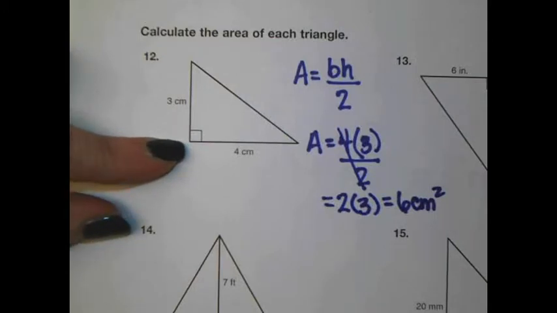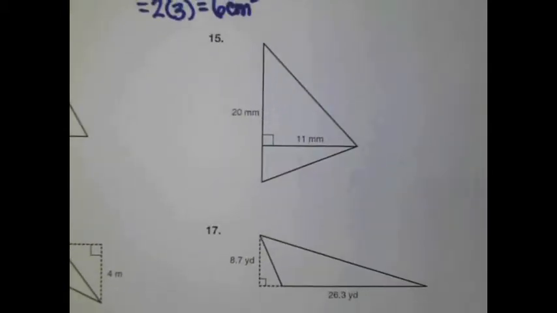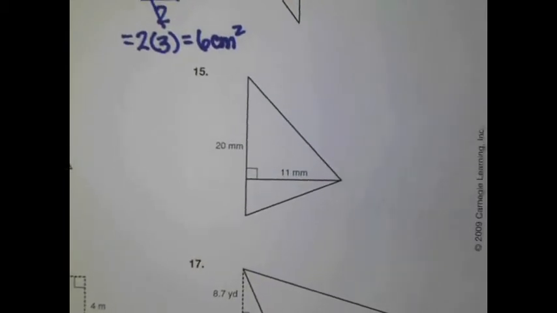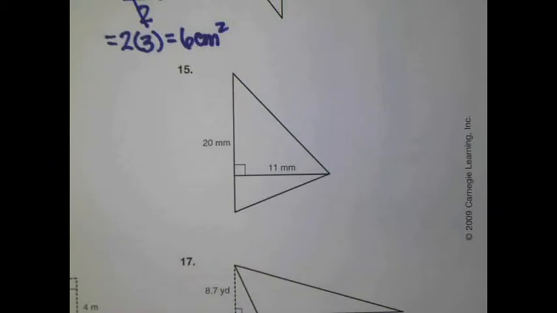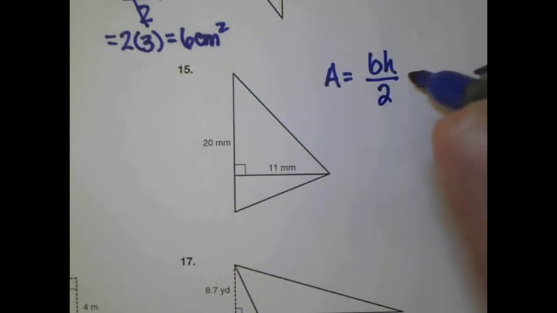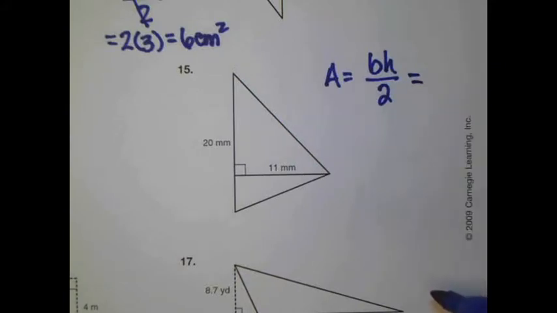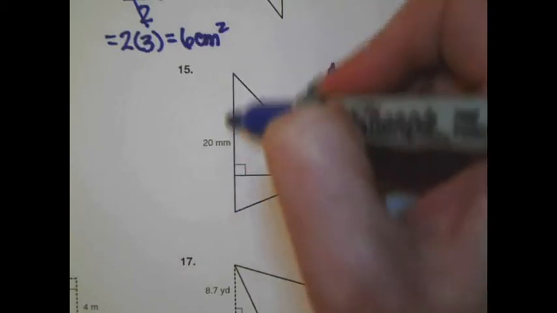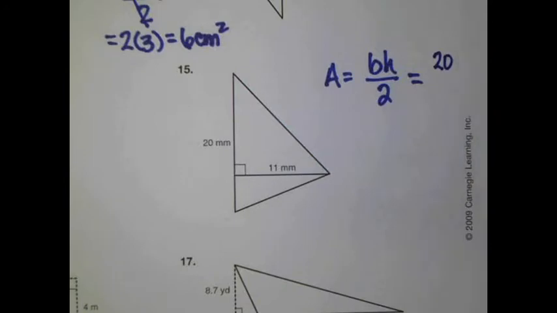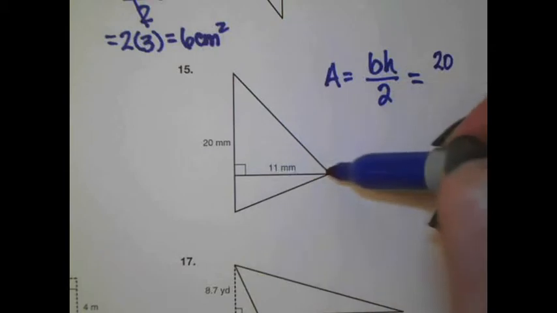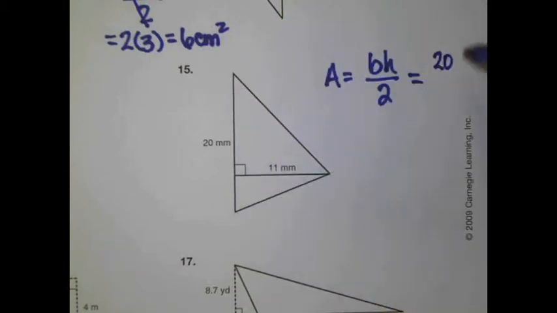So the answer to question 12 would be 6 square centimeters. I would like to look at question 15, simply because the base and the height are oriented in a slightly different configuration. So again, I'm going to use the formula base times height divided by 2. The base of this triangle is actually vertical in this case, and it is 20. I know this has to be the base because it forms the right angle with the height. So this must be the base side.